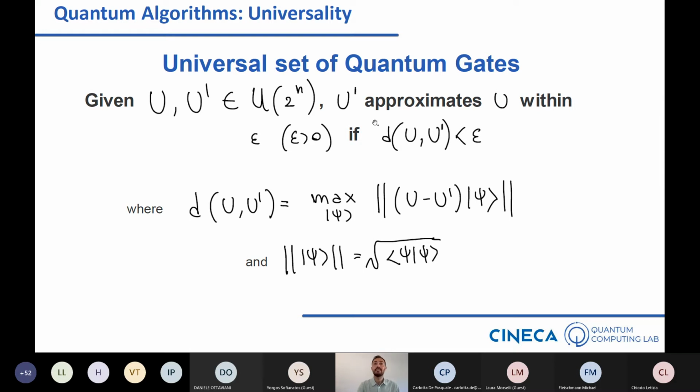Okay, the distance between U and U prime is defined in this way. It is the norm of this vector, where you take the difference between the two unitary matrices. Max over psi means you have to apply this gate, the difference between the two, to all possible states, and you get the maximum norm. That maximum norm defines your distance.